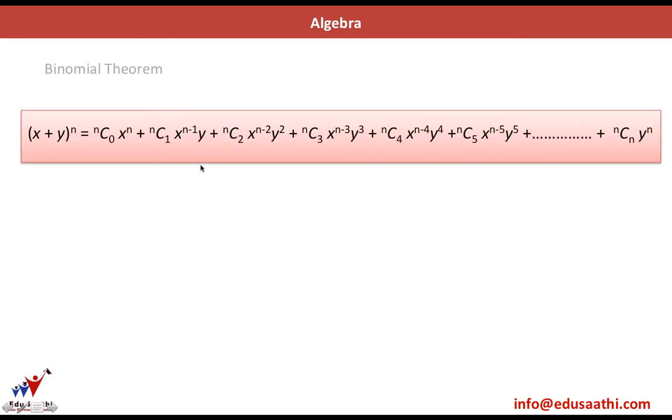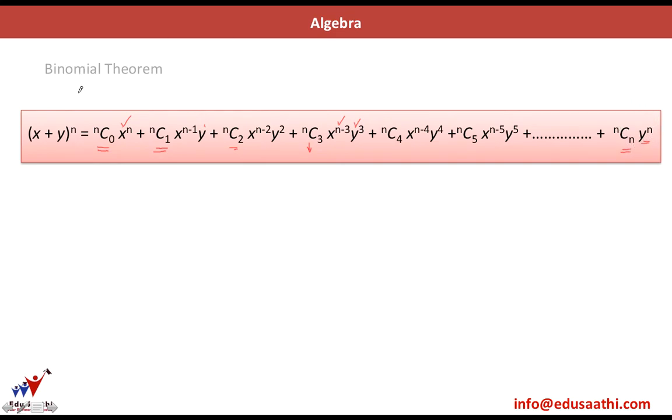Now let's look at the expansion for binomial. If you have x plus y raised to power n, it will be written as nC0, which is the coefficient for the first term, x raised to power n, plus nC1, which is the coefficient for the second term, x raised to power n minus 1, y raised to power 1, plus nC2, x raised to power n minus 2, y raised to power 2, plus nC3, which is the coefficient for the fourth term, x raised to power n minus 3, y raised to power 3. It will go on till you have nCn, y raised to power n.